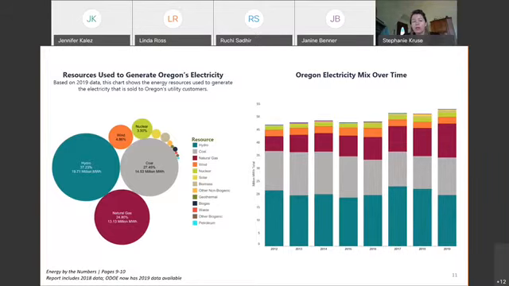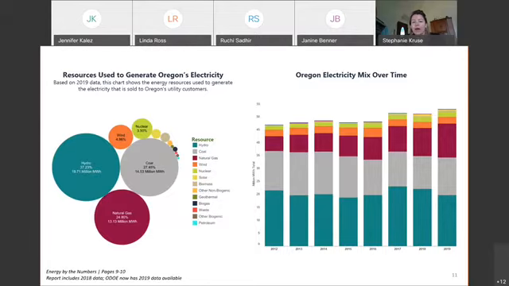On the left-hand side of the chart here, you can see the 2018 electricity resource mix, showing that our electricity primarily comes from hydropower, coal, and natural gas, followed by wind and nuclear. And then all of the other resources like solar and geothermal are significantly smaller in comparison. And the chart to the right shows how the mix has changed over time, from 2012 to 2018.